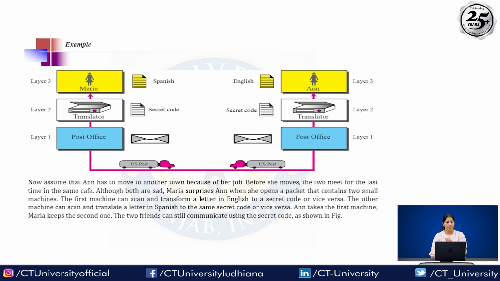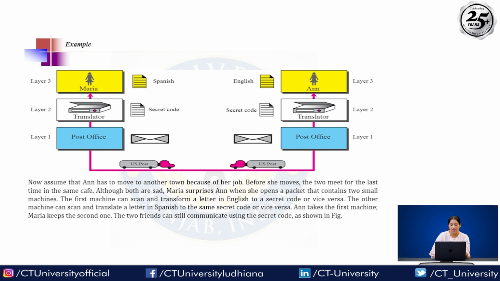So here we have three layers in this diagram, and there is a post office and a translator used for translating their languages. Now assume Anne has moved to another town because of her job. Before she moves, the two meet for the last time in the same cafe.